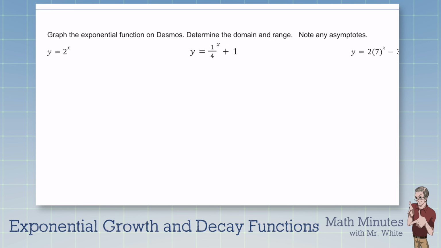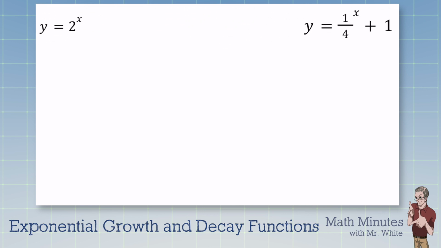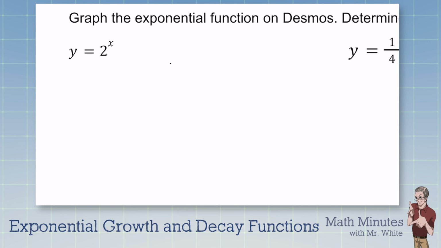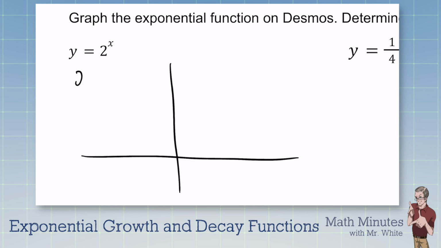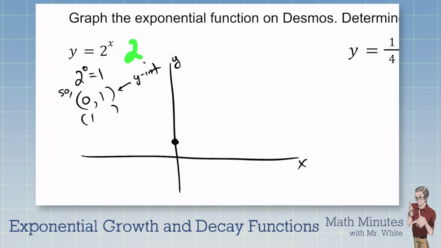So the next problems say graph the exponential function on Desmos and determine the domain and range. Note any asymptotes. All right, so if you go to Desmos and graph this, here's what you're going to see. 2 to the 0 power is 1. So what that means is when 0 goes in, 1 comes out. So that's important for you to note. The y-intercept is when x is 0, so I put a dot right there. Now what about when 1 goes in? What is 2 to the first power? Because we're putting 1 in right here. So 2 to the first power means 2. So 1 comma 2. So we go over 1 up 2, and we're starting to see what this might look like.